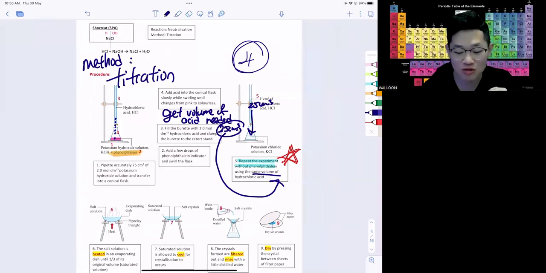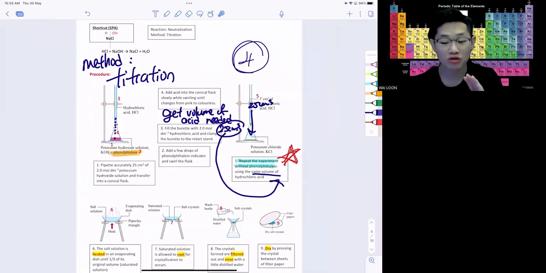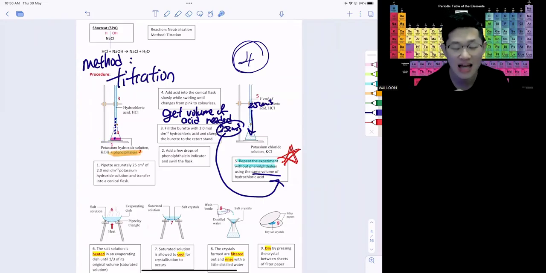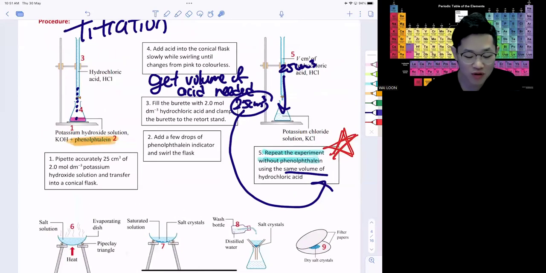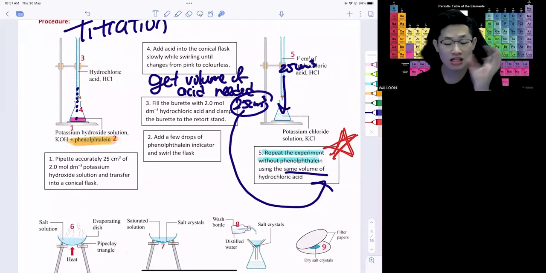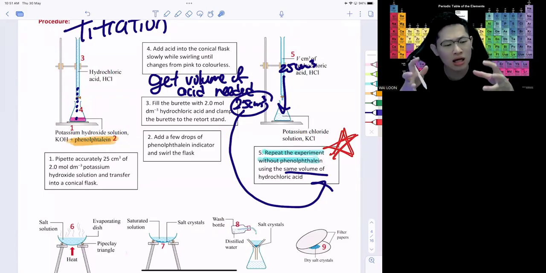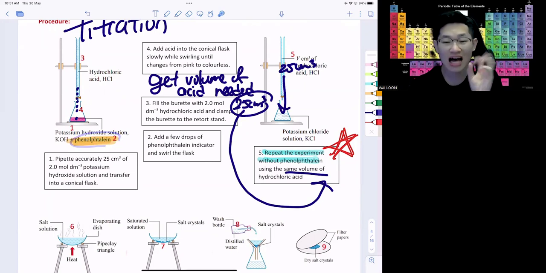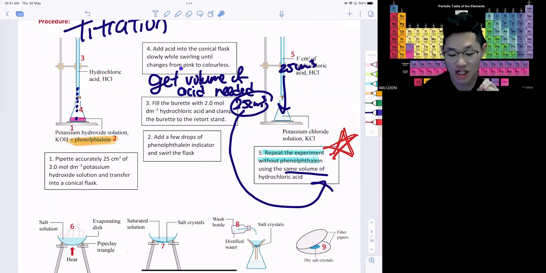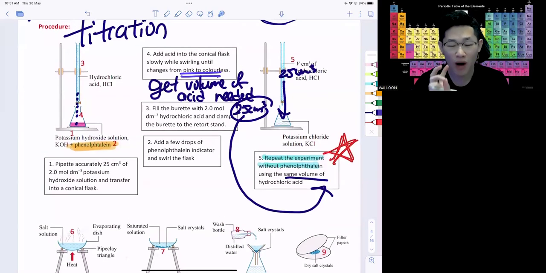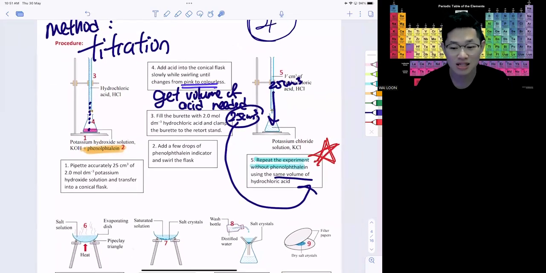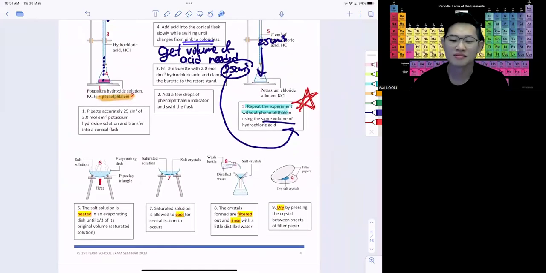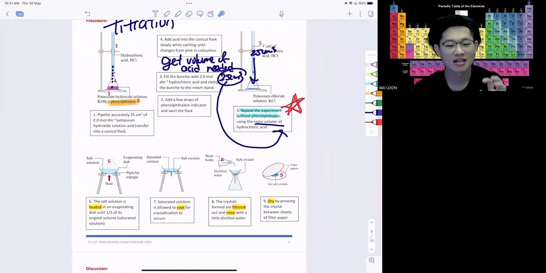The phenolphthalein is an indicator to tell you when to stop adding acid. Because if it doesn't have phenolphthalein, the solution doesn't have color, right? We don't know whether it is still alkaline or it is already neutral. So we need phenolphthalein to show the color change. Color change tells us when the neutralization happens. Okay, good, thank you.